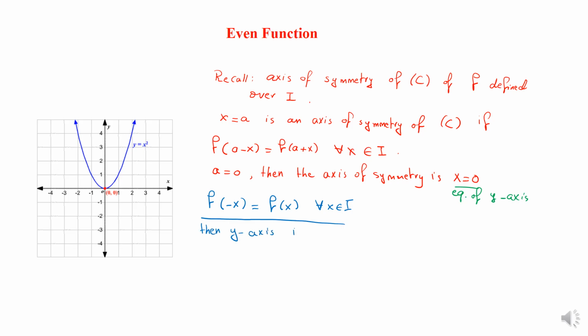In this case, if the function satisfies this equation for every x in I, then the y-axis is an axis of symmetry of the graph C of f, and f is an even function. F is an even function.